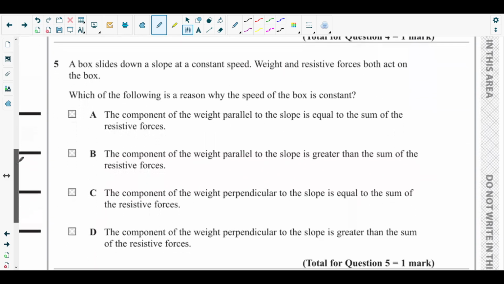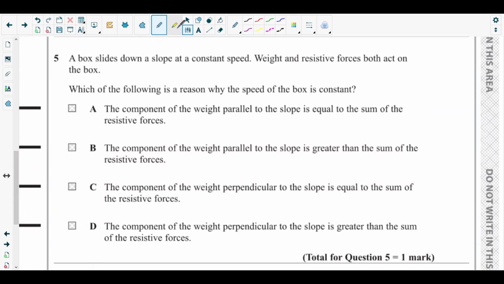Okay, next, question number 5. A box slides down a slope at a constant speed. It is moving at a constant speed. That means it is in equilibrium. Weight and resistive forces both act on the box. Which of the following is a reason why the speed of the box is constant?